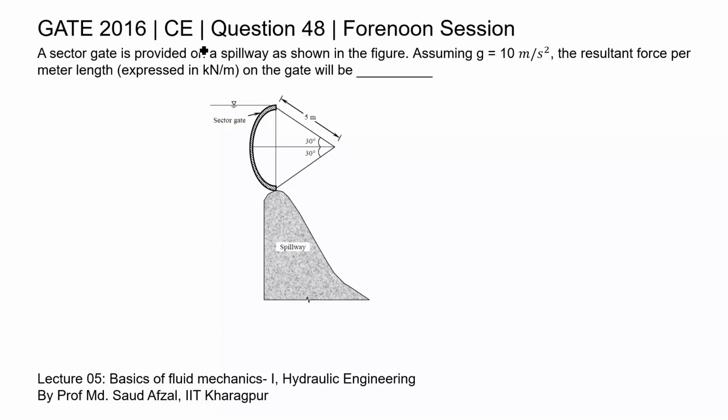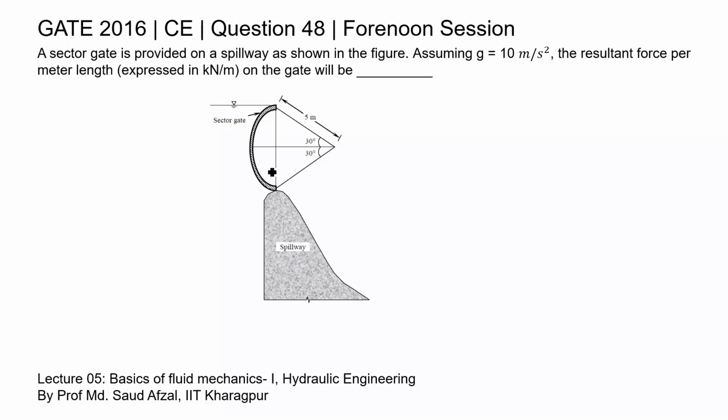This is question 48 of Civil Engineering paper GATE 2016 forenoon session. A sector gate is provided on a spillway as shown in the figure. Assuming g equals 10 meter per second squared, the resultant force per meter length on the gate will be.